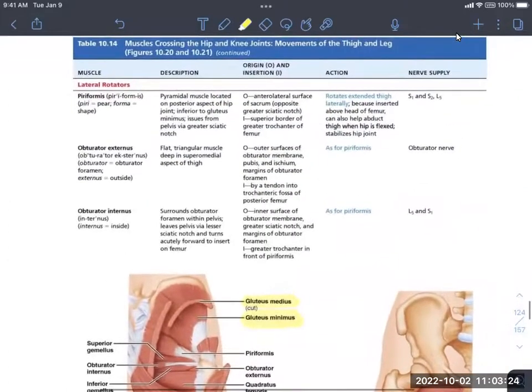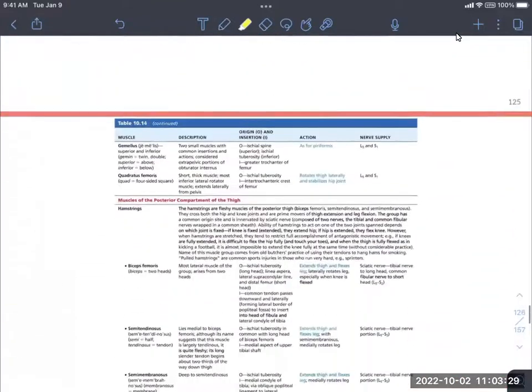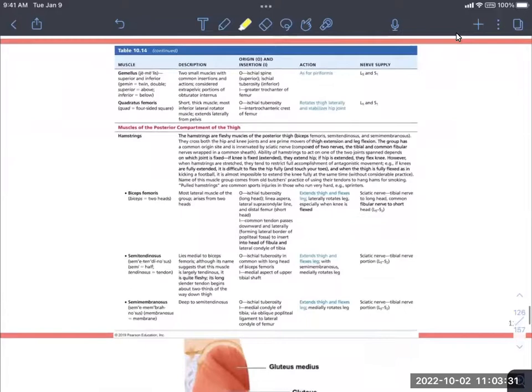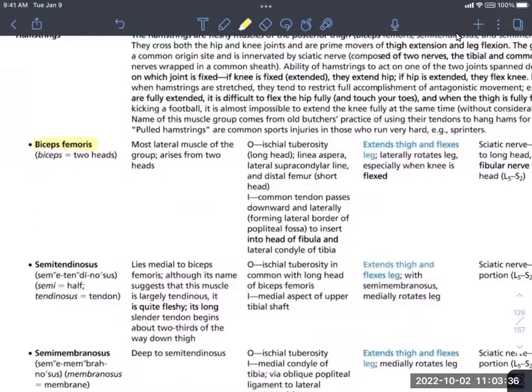So let's come down to our hamstrings. We have biceps femoris, which has 2 heads. The long head is at the ischial tuberosity, your sit bone. The short head is at the linea aspera and distal femur. It works to extend the thigh and flex the leg.